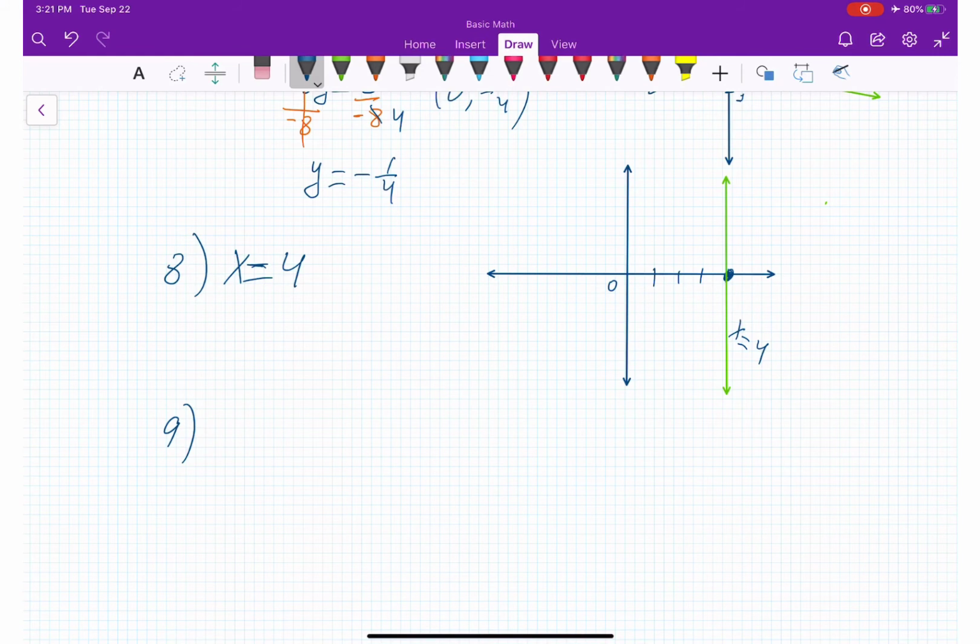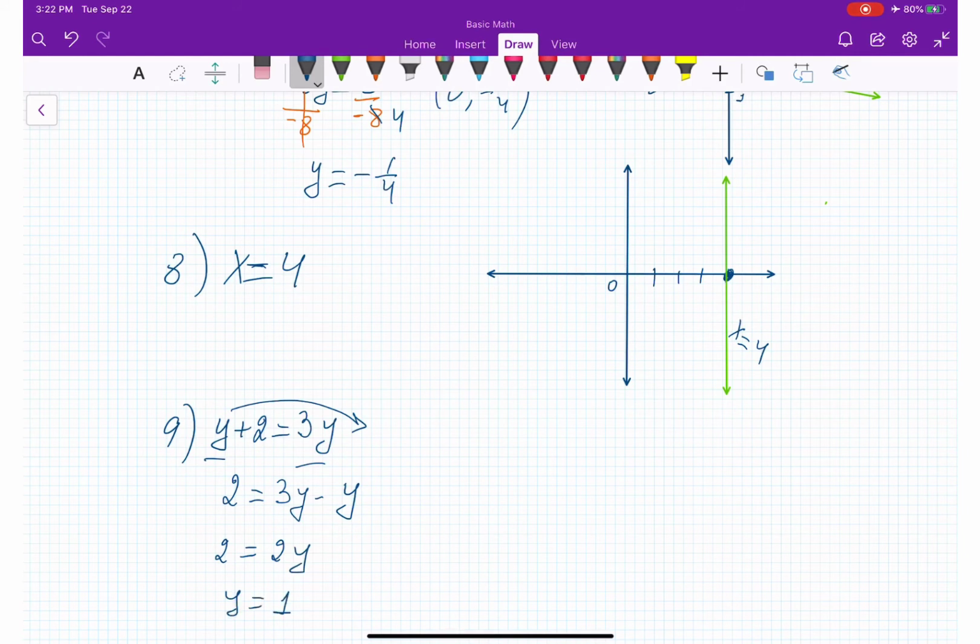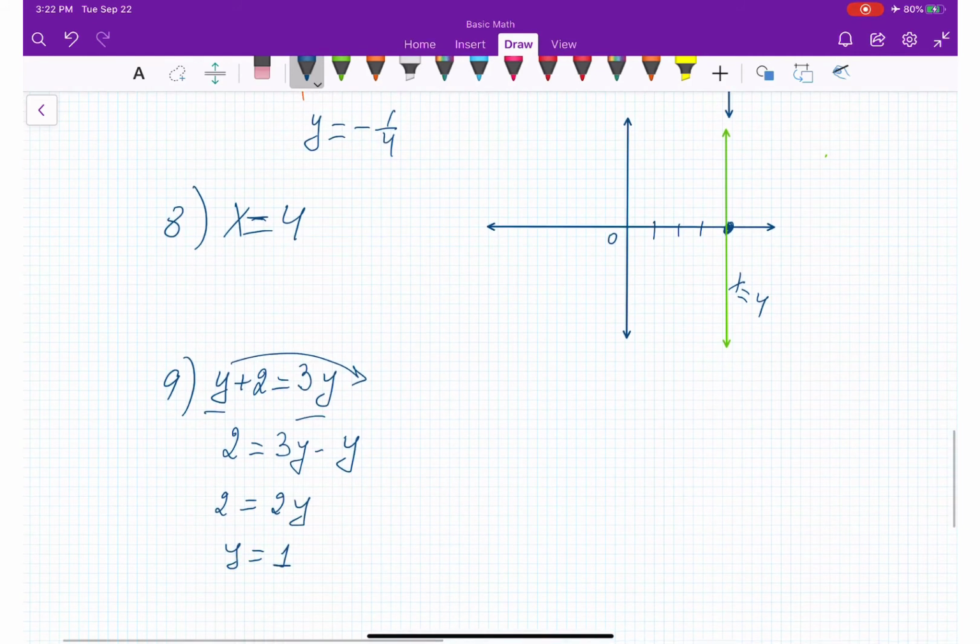y plus 2 equal 3y. Okay, what am I going to do? Like terms, right? Moving this y on this side, 2 is equal 3y minus y. 2 is equal 2y, and y is equal 1. So now I have to graph y is equal 1.